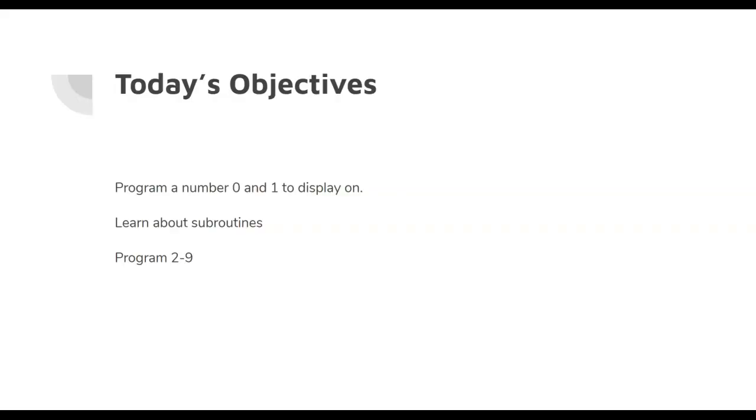So today's objectives: first we're just going to program 0 and 1, turn that on. Then we're going to start talking about subroutines. Then we're going to go through programming 2 through 9. And then ultimately, by the end of today, you're going to be able to get your Arduino to count from 0 through 9. Ultimately, our Arduino is going to be counting 0 through 99, but we're going to be getting to that in the next couple of days.